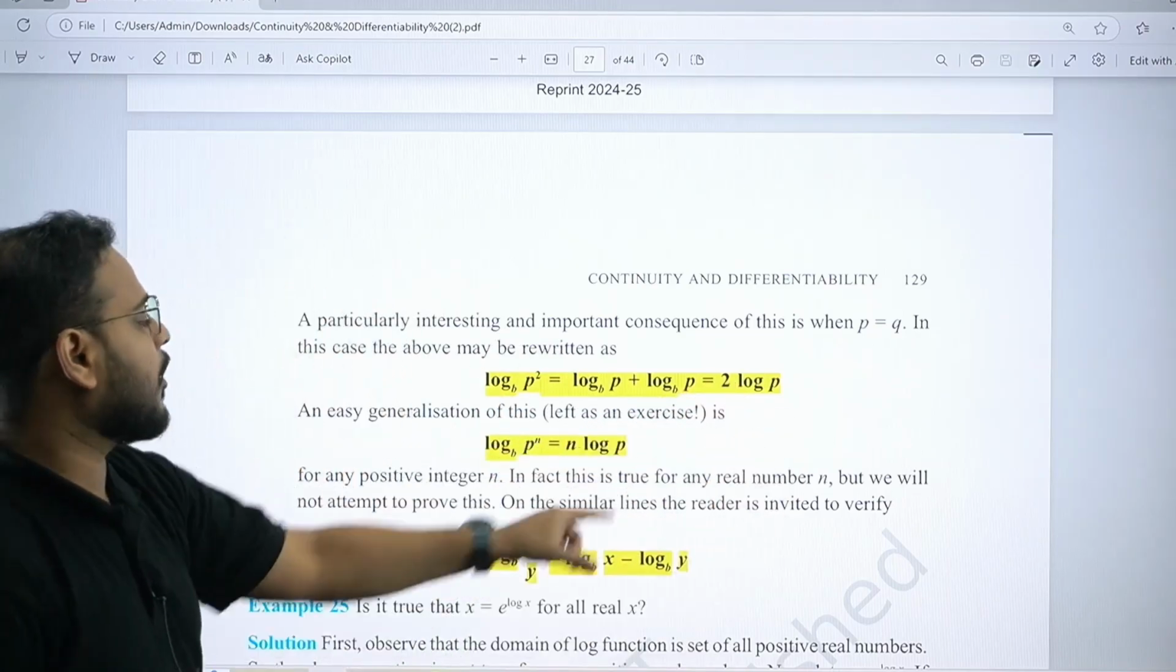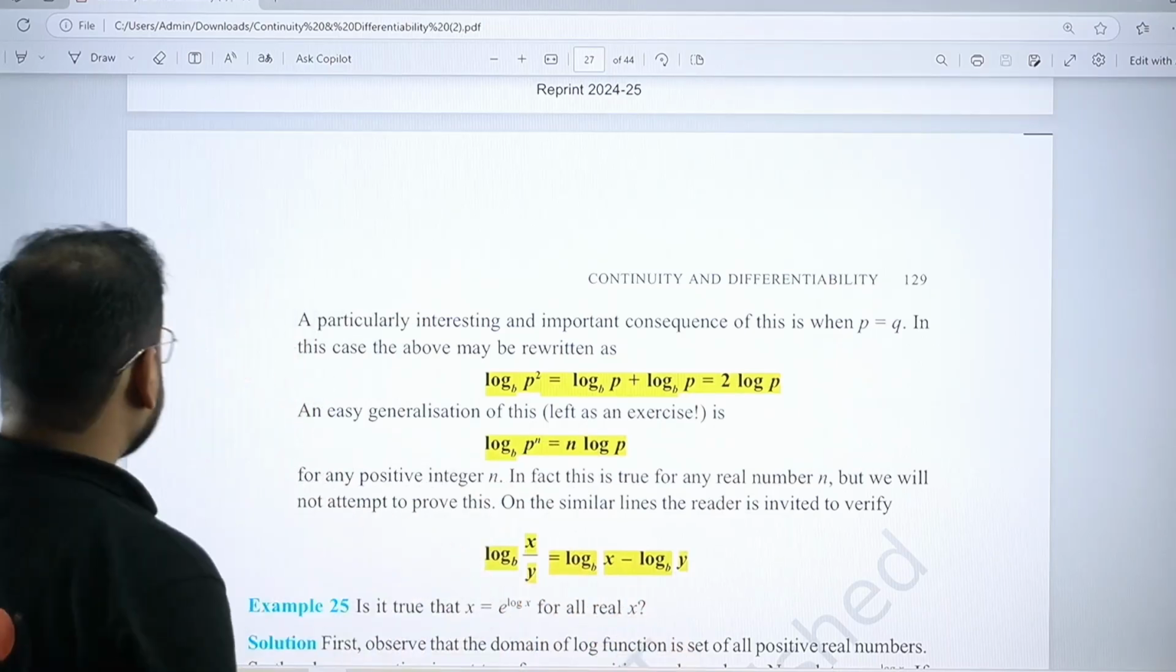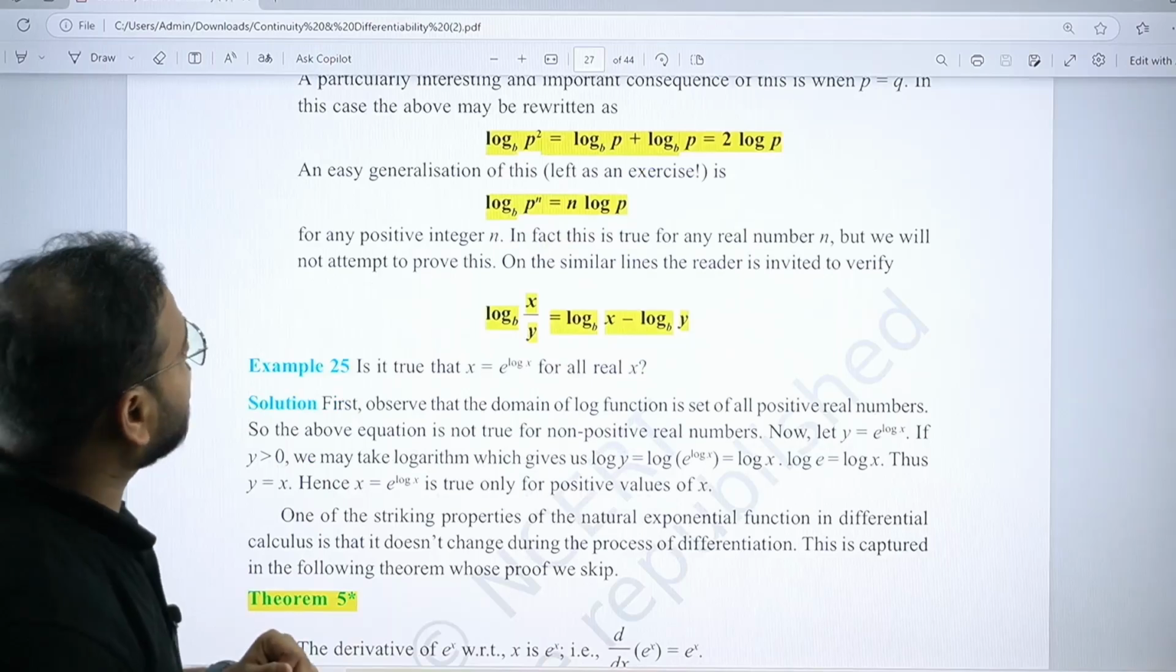Same here, n log p. Quotient we have, we take the difference. We take the difference here, sir. Okay, let's move on now.